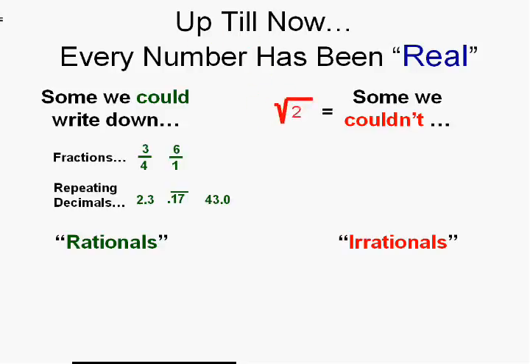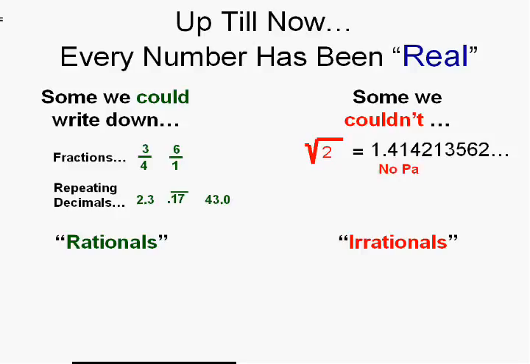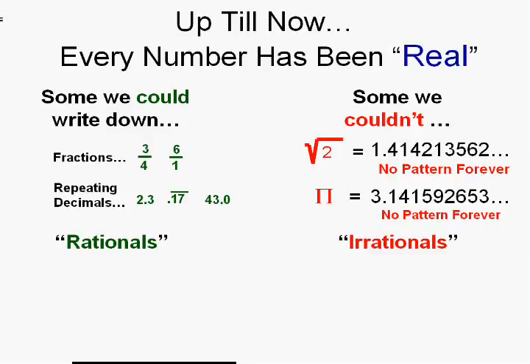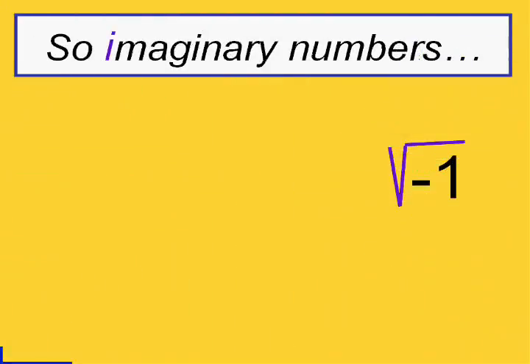For instance, the square root of 2, recall, we couldn't really write it down. It just went on, and there was no pattern. Pi, for instance, it actually goes on forever and ever and ever. So we call that irrational. But both rationals and irrationals are real numbers. They actually exist. Imaginary numbers do not exist, but we're going to discuss them.